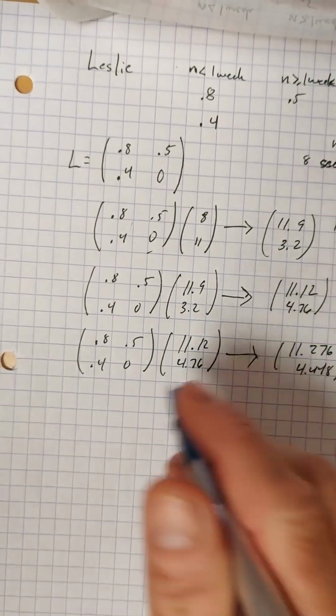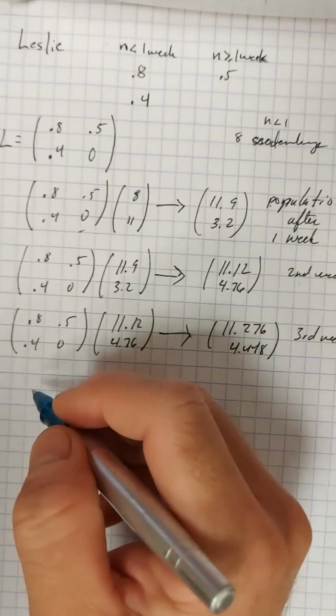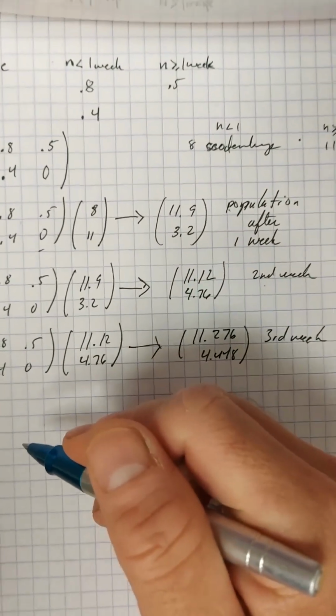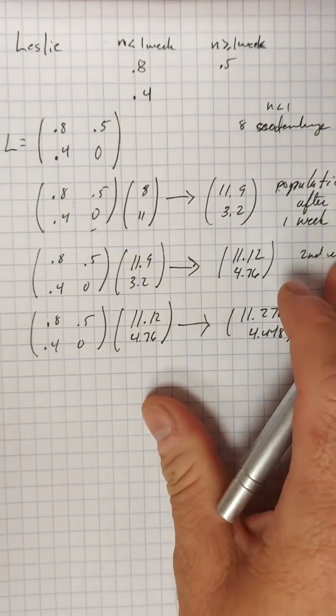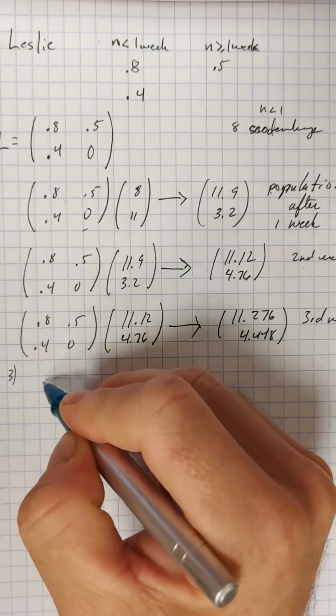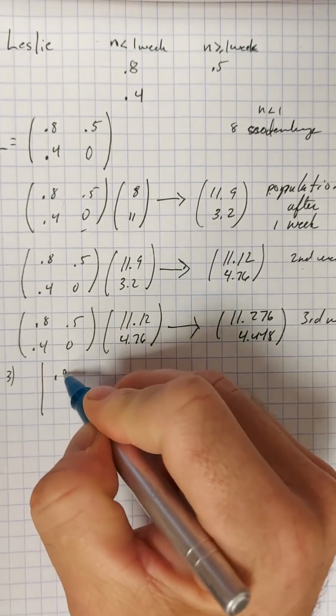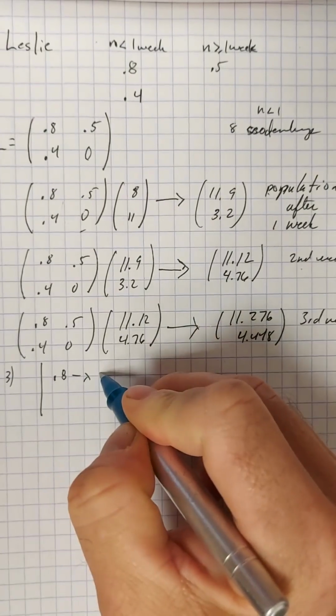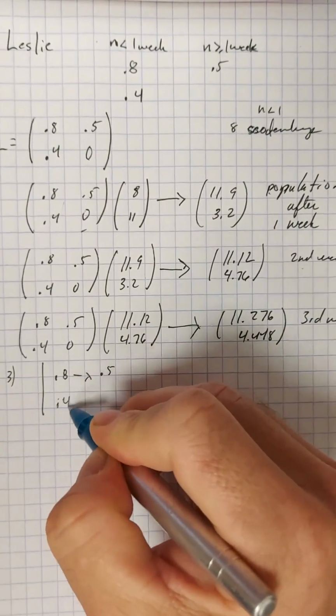Problem 3 said I wanted us to find the eigenvalues, so part 3. So we have 0.8 minus lambda, 0.5, 0.4, and minus lambda.